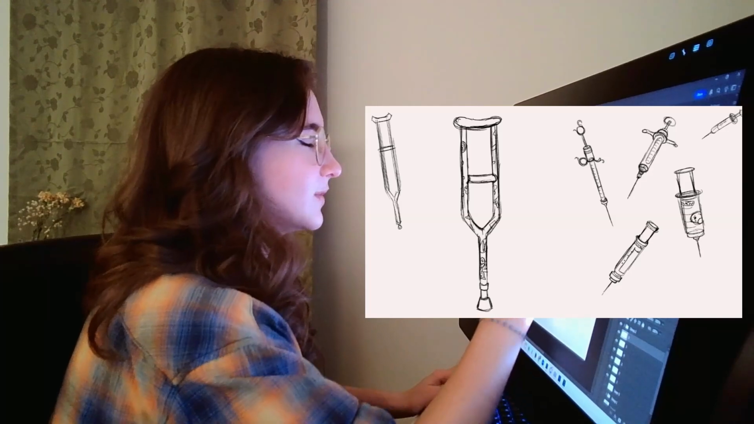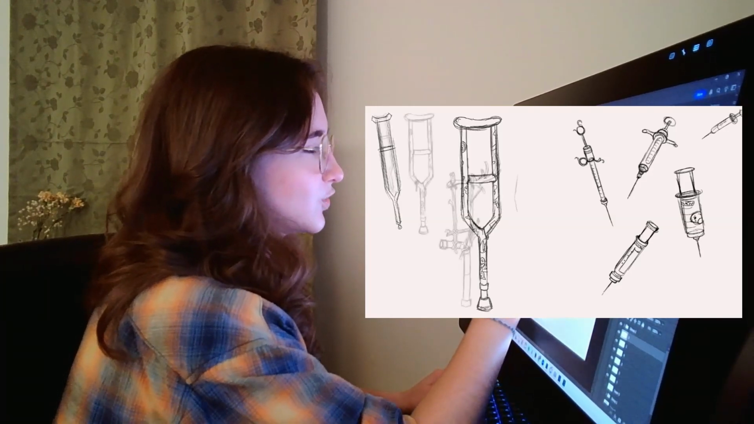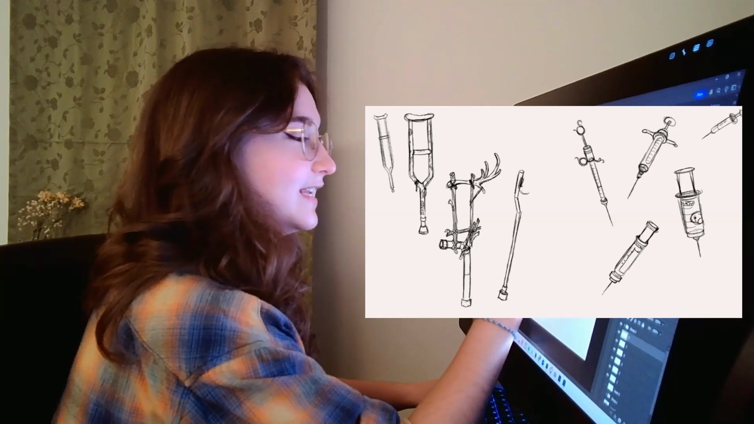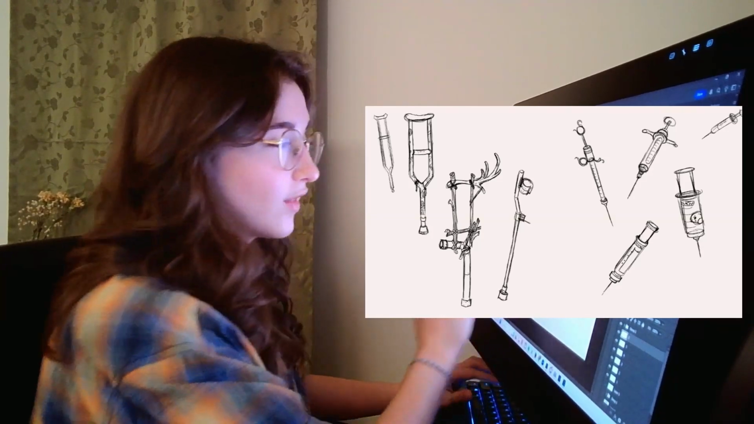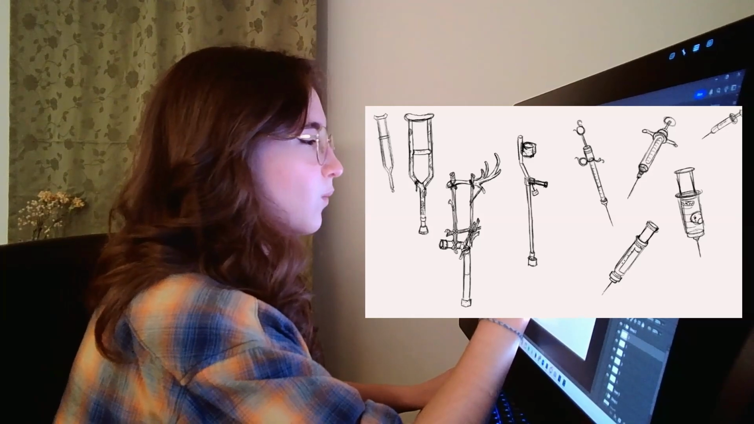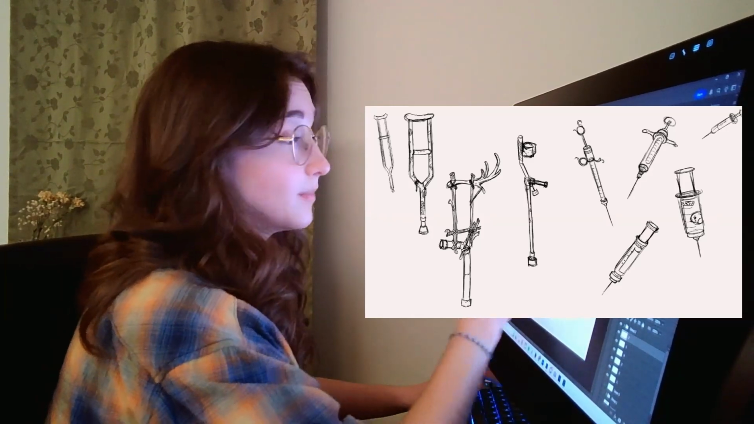I'm thinking about who owns these, what do they do with these? Do they get injured a lot that they need them? Maybe they use them for other people. Maybe it was given to them. Like, what is this prop's story?